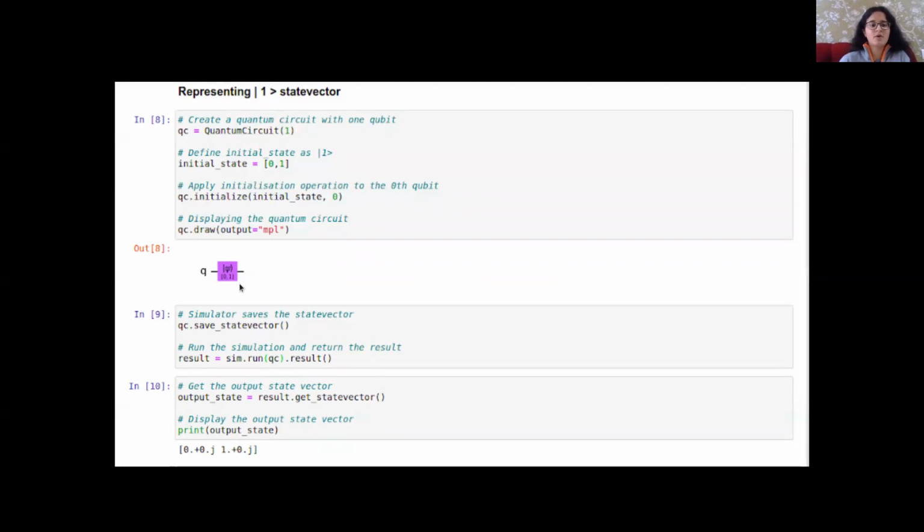Now you see there is a box over here, which wasn't there in the first case. This box is just initializing our qubit as ket 1. We save its state vector like before, we run it on the simulator, we get the result, we get the output state by using get state vector. And this time we get 0, 1, which is ket 1, which was what we were expecting, because we did not initialize that as the state of ket 0, but in the state of ket 1.